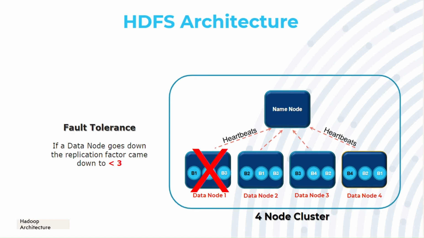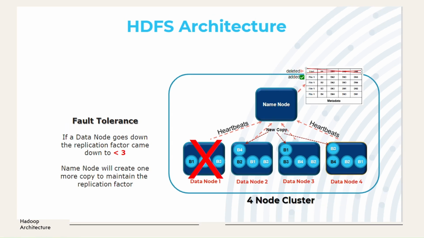Now understand what will happen if a data node goes down. If a data node goes down, the replication factor comes down to less than 3. In that case, the name node will create one more copy to maintain the replication factor. Even if we have only 3 data nodes left, like data node 2, data node 3, and data node 4, in case a data node goes down, we still have 3 data nodes left.